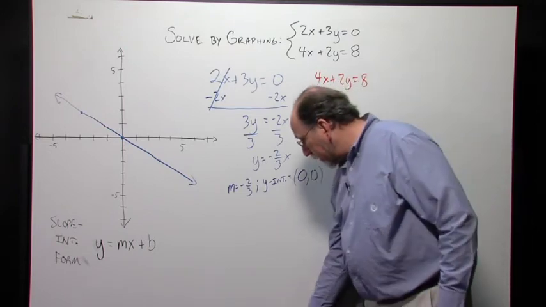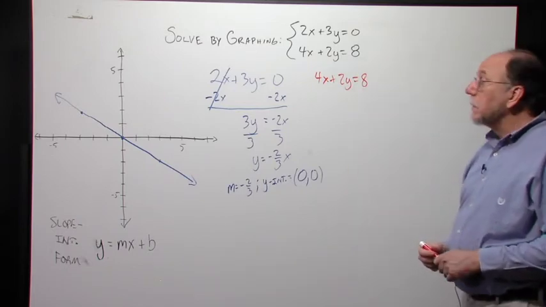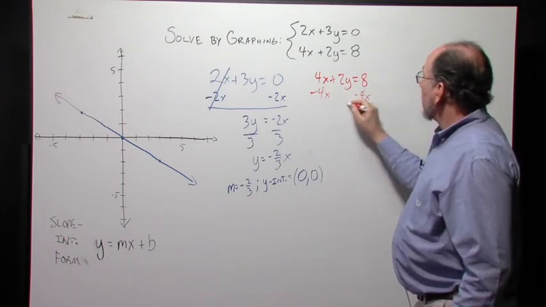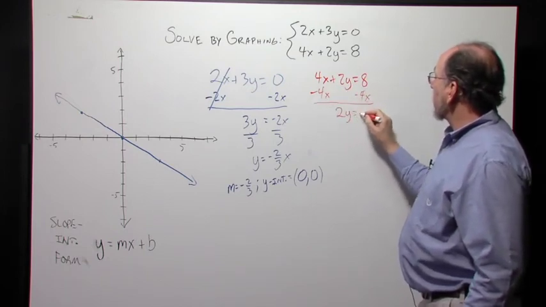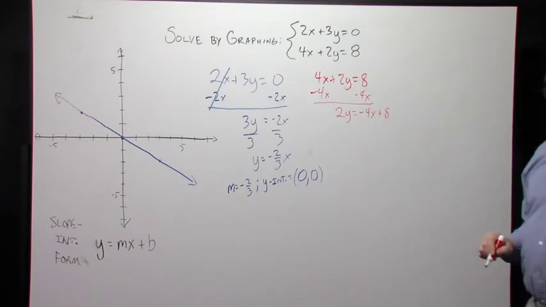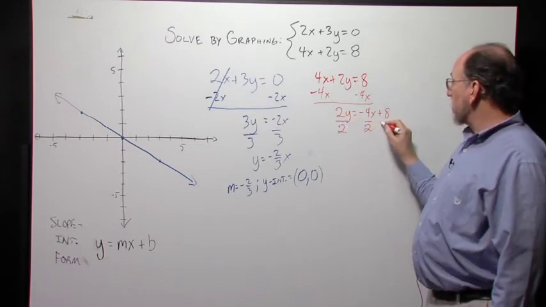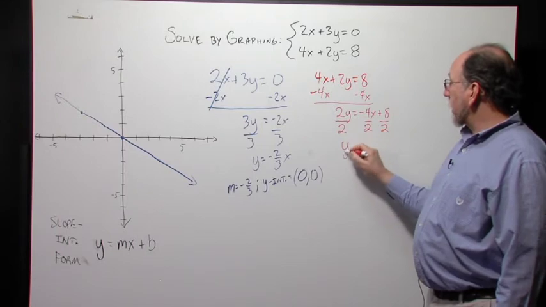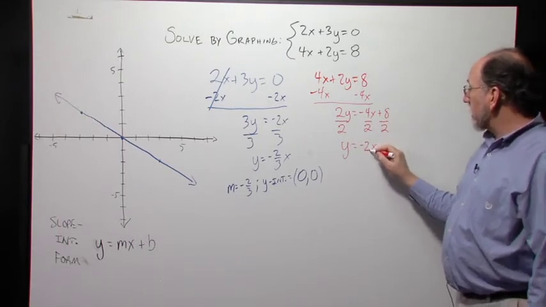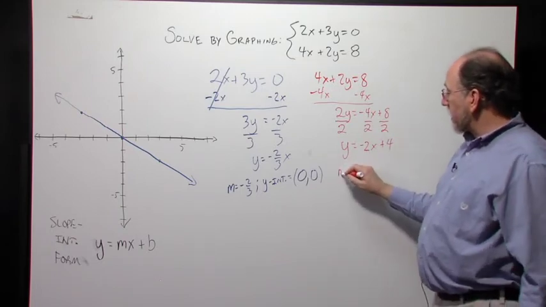Now in a different color, I'm going to do the same thing with this other equation. Subtract the 4x from both sides. And I end up with 2y equals negative 4x. Remember to put the x term first. Plus 8. And then to get y by itself, divide by 2. And y is equal to negative 2x. Negative 4 divided by 2 is negative 2. Plus 4.